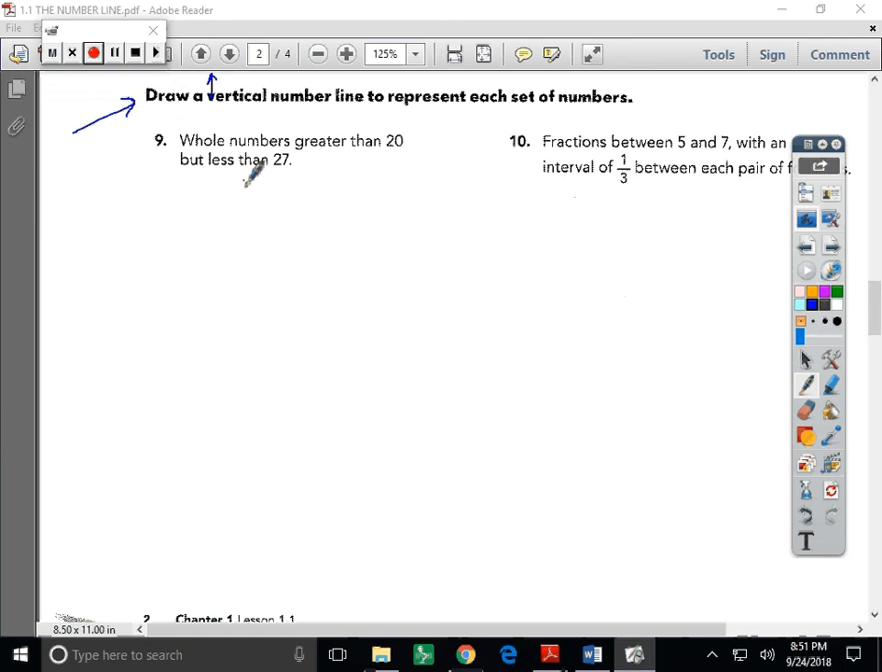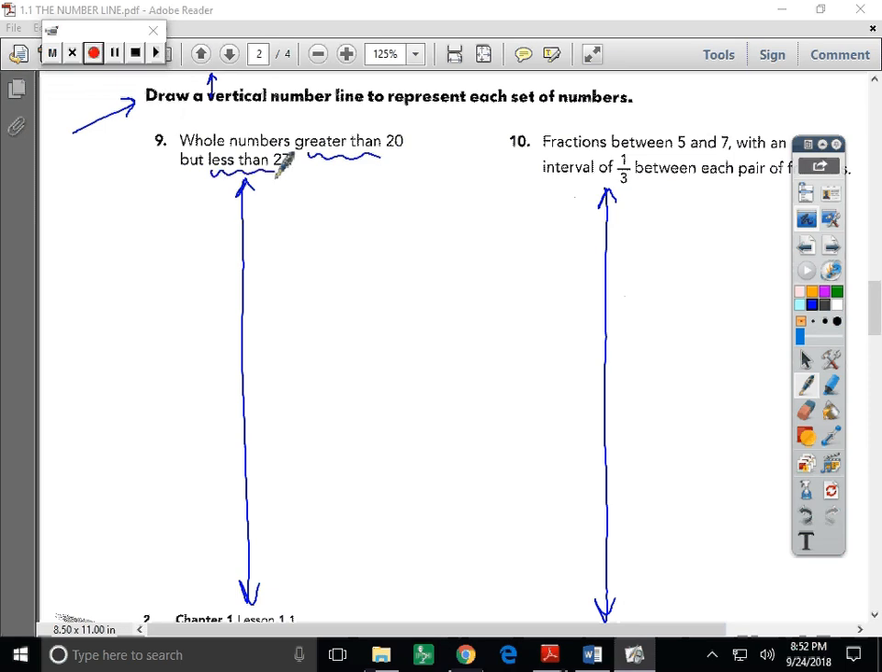Here we go. Let's sketch some really quick vertical number lines. Vertically, up and down. For number 9, I want the whole numbers greater than 20 but less than 27. Oh, there they go again. Somebody's greater than, somebody's less than. Oh, those remind me of bully words. We're going to leave out some endpoints. In just a minute, you can set this up for me, but you're going to leave out the endpoints.